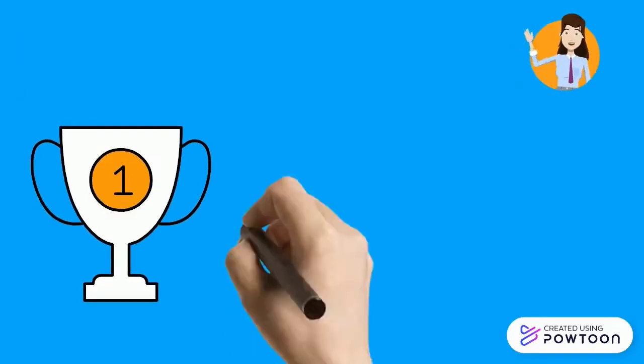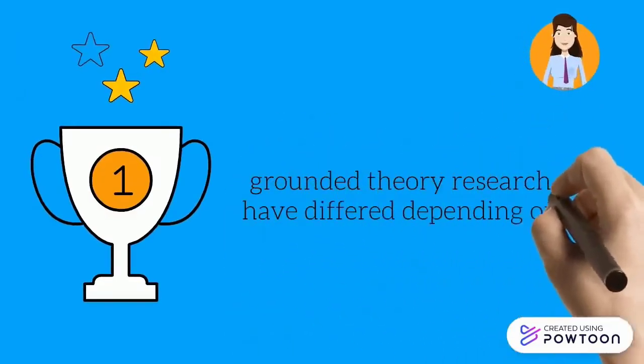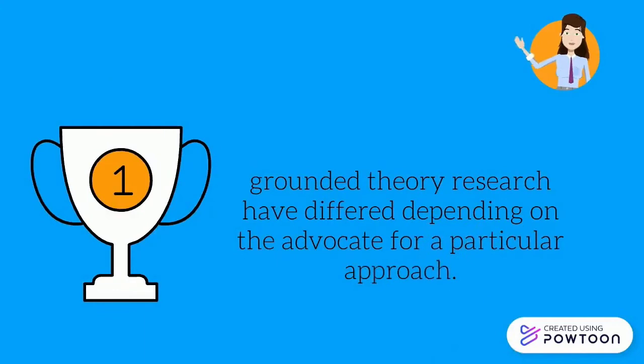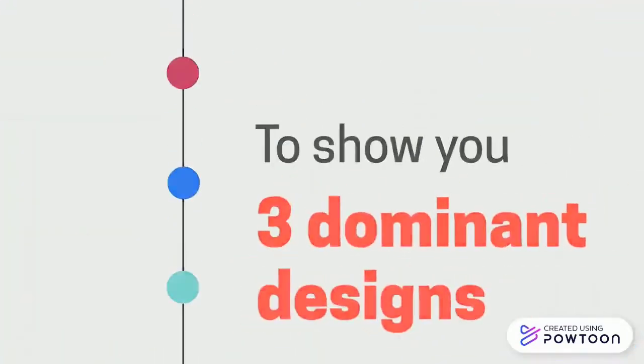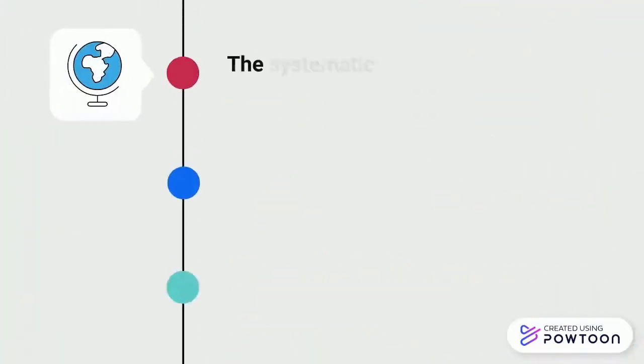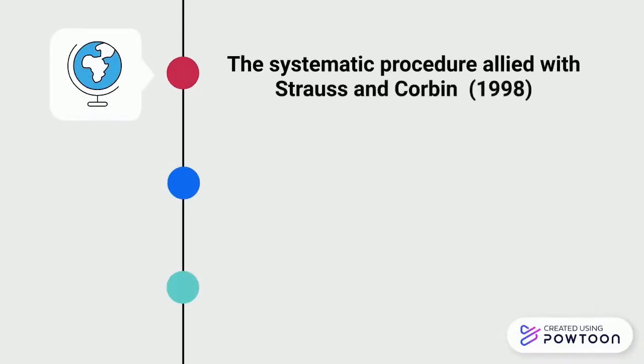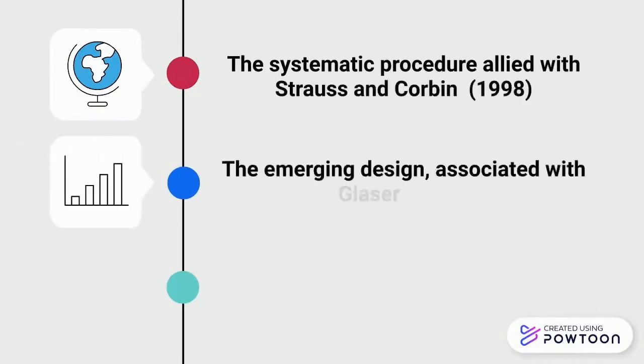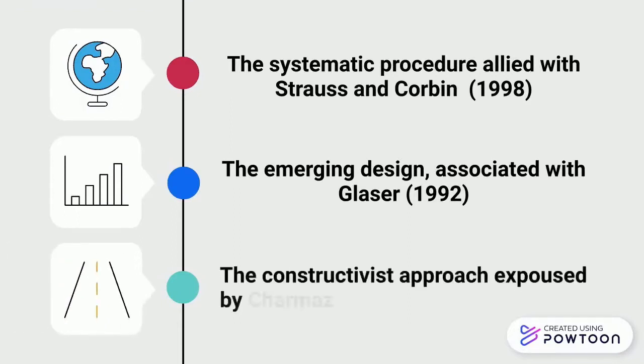Grounded theory research has different designs depending on the advocate for a particular approach. There are three dominant designs. The first, the systematic procedure, associated with Strauss and Corbin 1998. The second, the emerging design associated with Glaser 1992. Finally, the constructivist approach exposed by Charmaz 1990.